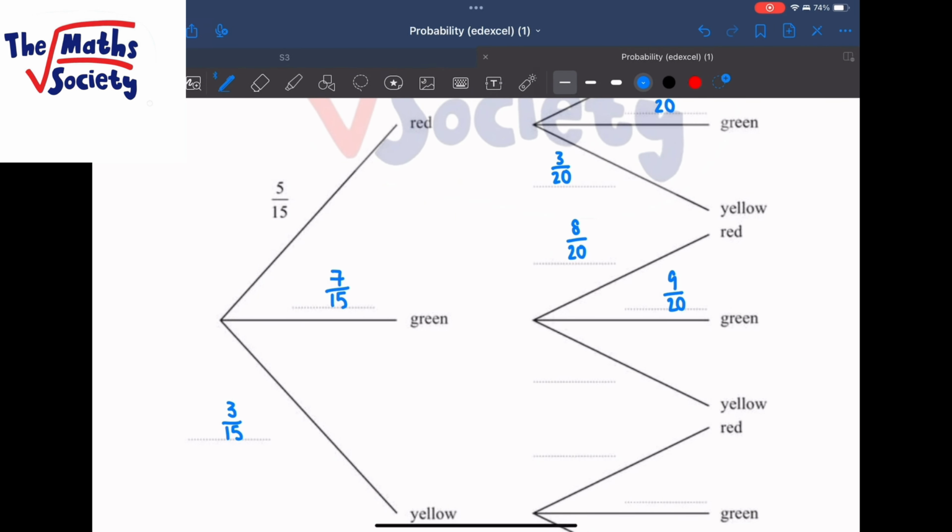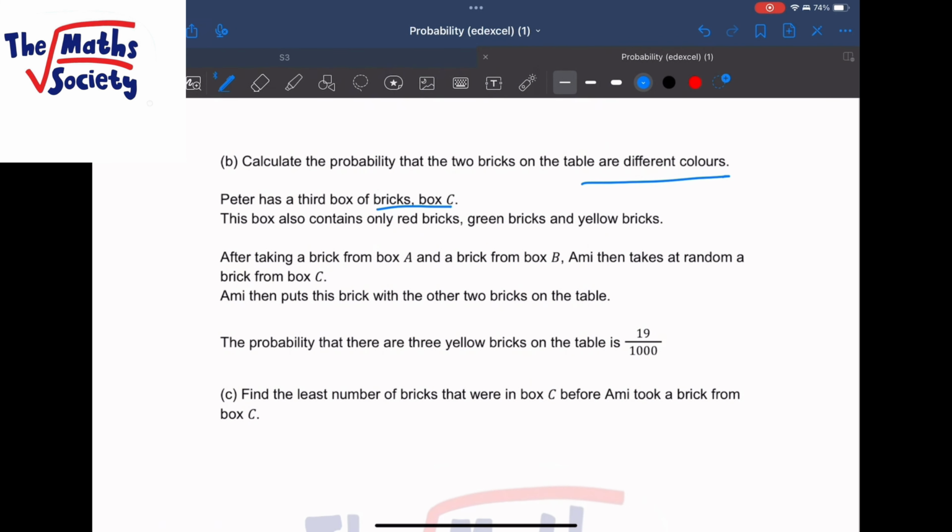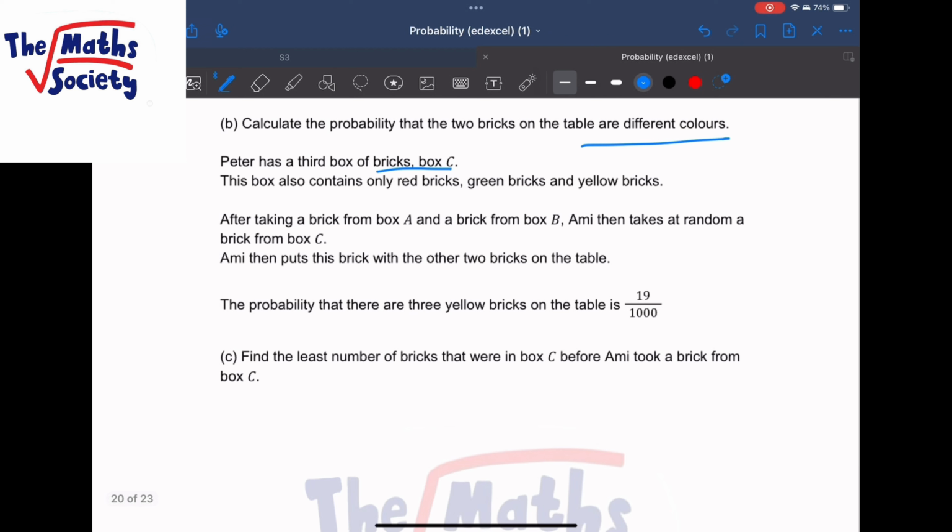On B, it says calculate the probability that the 2 bricks on the table are different colors. Peter has a third box of bricks, box C. The box also contains only red bricks, green bricks, and yellow bricks. After taking a brick from box A and a brick from box B, Amy then takes a random brick from box C. Amy then puts this brick with the other 2 bricks on the table. Let me have a look. Okay, so the question has to be in here. So B, calculate the probability that 2 bricks on the table are different colors.